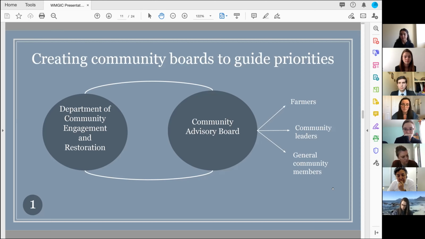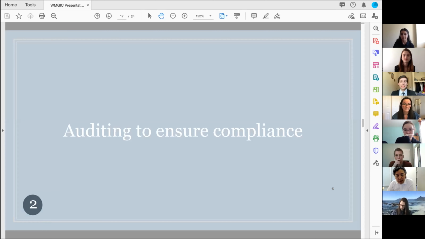And these advisory boards will meet to discuss policy issues surrounding palm oil production and land use, and community members will truly be able to inform policy and will be a space to work towards environmental and social equity for communities who have been left out of this conversation in the past. And so the second part of our approach will be auditing to ensure compliance with policies that are already on the books in Indonesia.